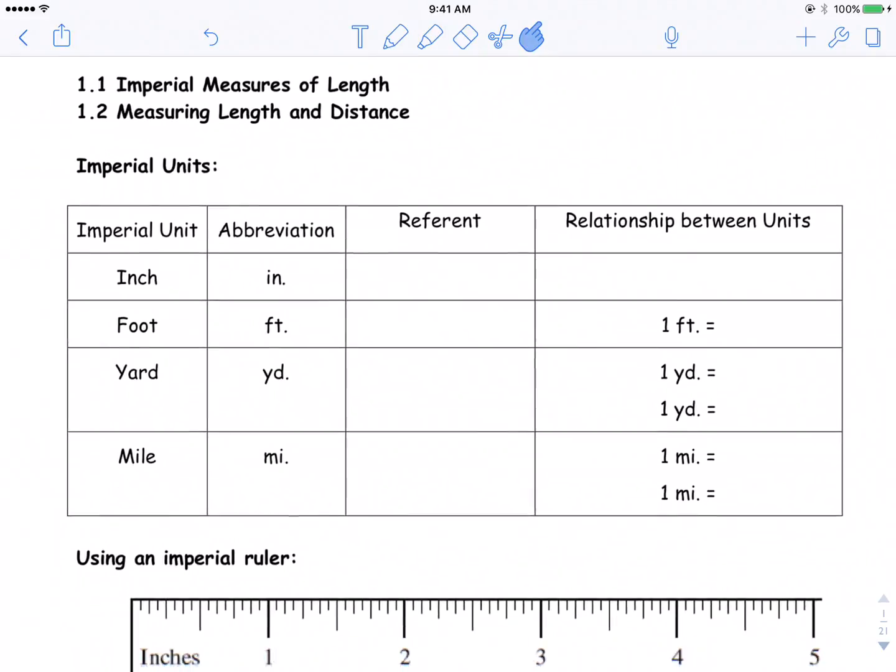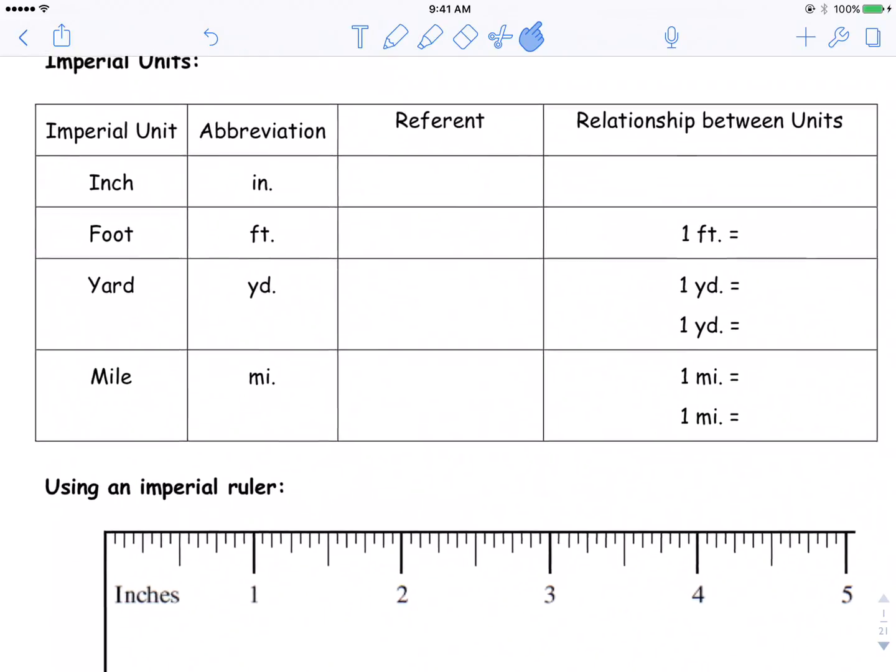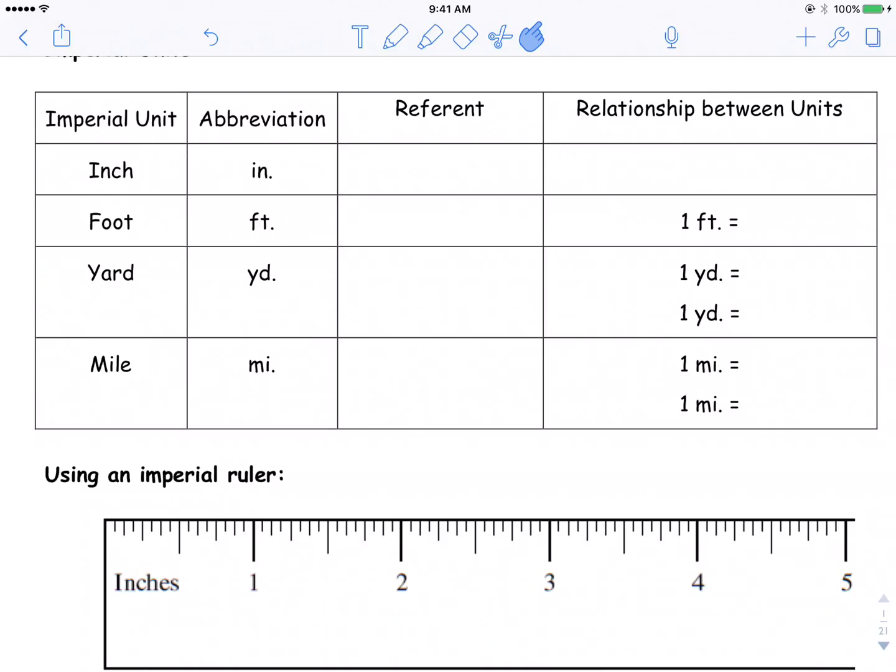So let's have a look at this table. Imperial units. Some of the imperial units that you need to be familiar with are, for example, the inch, of which you would recognize there'd be 12 of them in that ruler that you might have stuck in your binder. If you have a small one in your pencil case, it might be about 6 inches long.